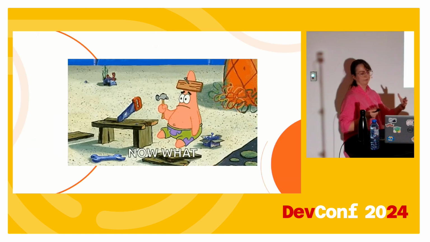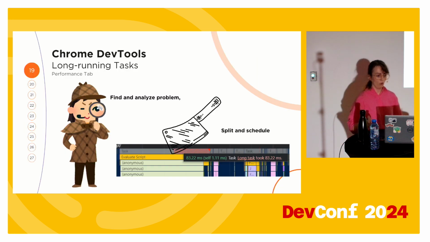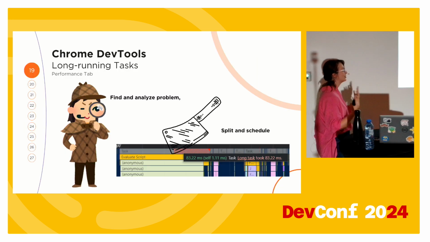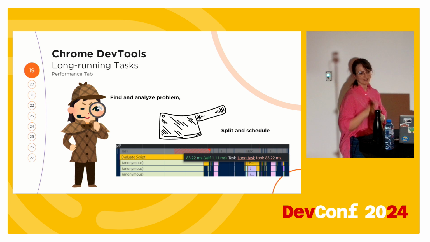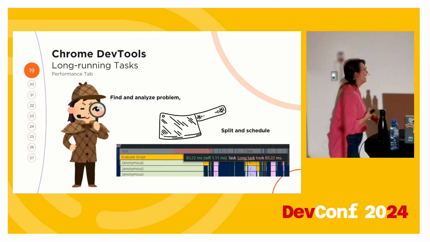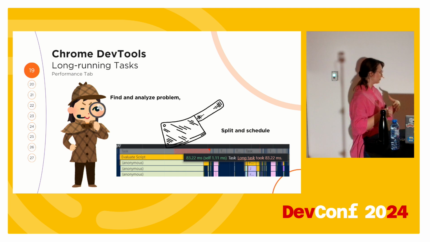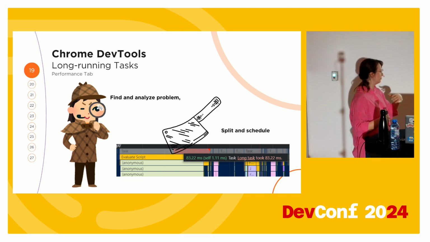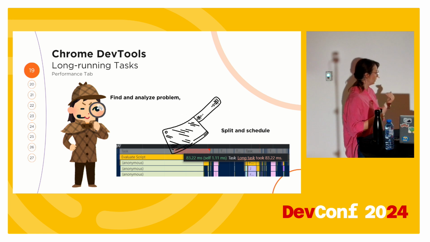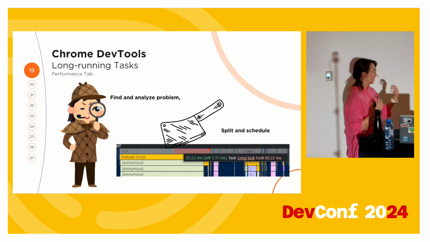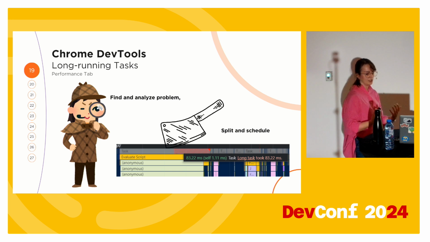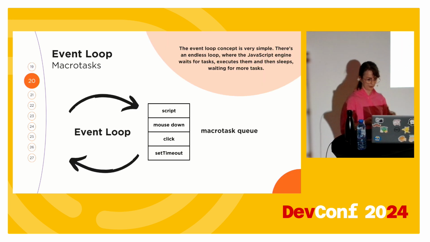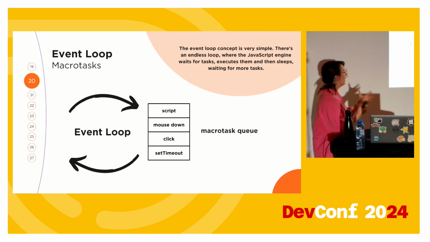Okay, so what now? Of course, we should be like Sherlock Holmes and find and analyze the problem. It's not so easy sometimes. But when we find the main cause of our blocker, we should think about splitting and rescheduling our task. But how does it work?